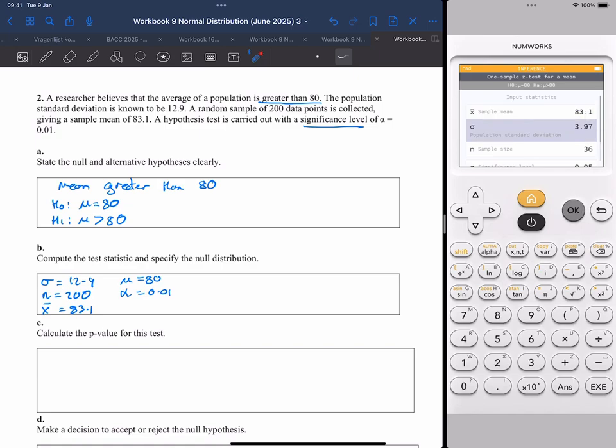Press OK. The sigma, which is 12.9, put in 12.9, press OK. Sample size, 200. Let's stick in 200. Okay, and our significance level is 0.01, 1%. Press OK, then press next. So now we've got two bits of information here. We have got a z value and a p-value. We're going to put both of them down.